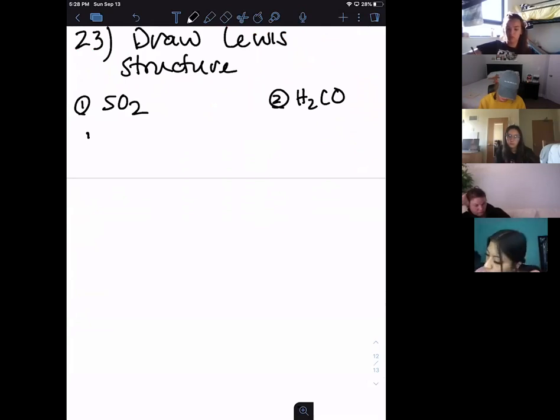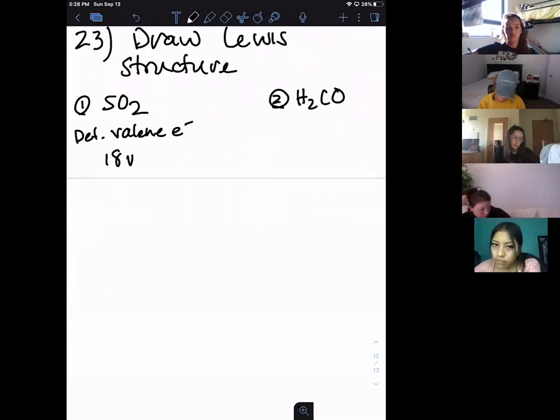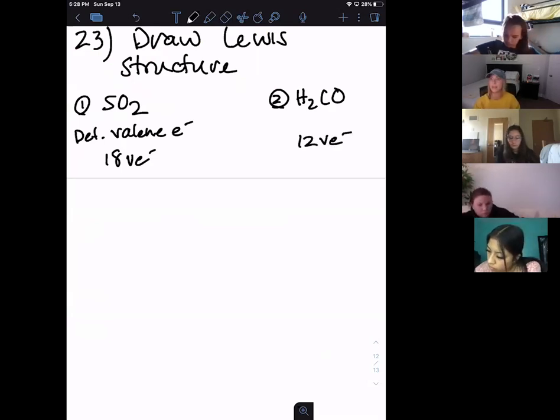First things first, determine valence electrons. Okay, so for SO2, I have 18 valence electrons. And for H2CO, I should have 12 valence electrons. Don't ask me how I know that. I've done it for a really long time. But go ahead and validate on your periodic tables that you did get 18 and 12.